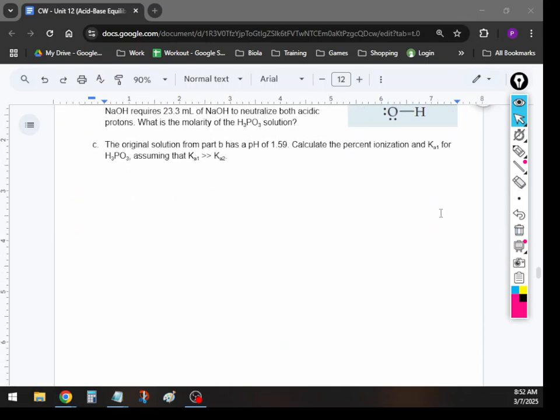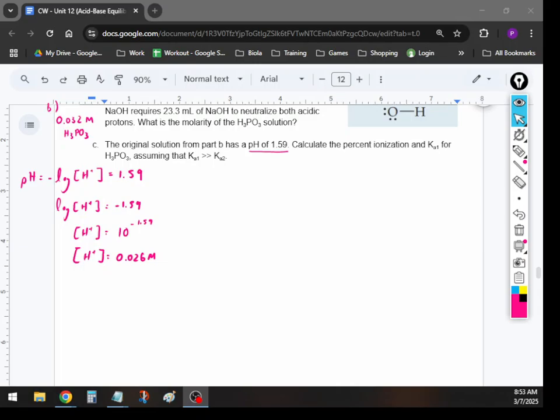But what we're gonna do first is we're gonna take a look at this pH, and we're first going to calculate the concentration of H+. So I'm going to have you guys take a second, plug this into the pH formula, see if you guys can find the hydrogen concentration.